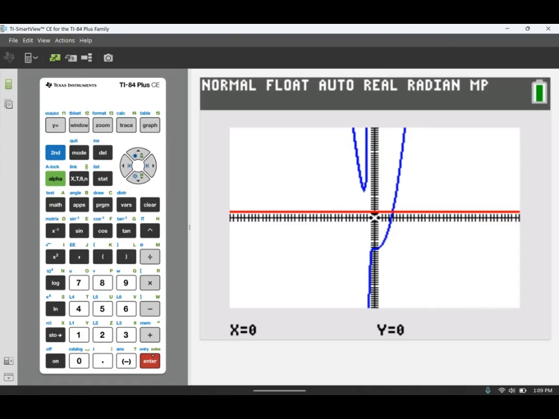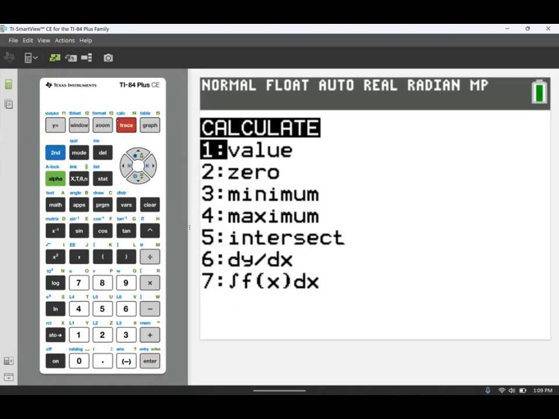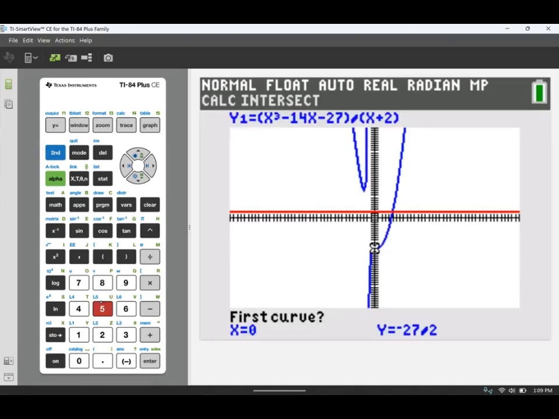Second trace, I heard somebody say that. Into our calc menu, which one do I want? Number 5, the intersection, right? So it says first curve, second curve is what it's going to ask for. I'm going to move mine over to close by my thing.